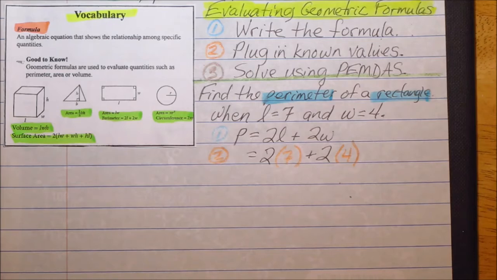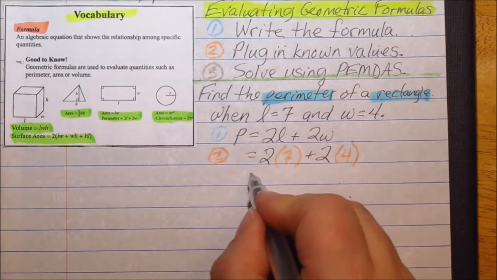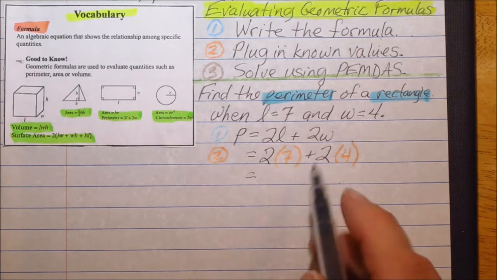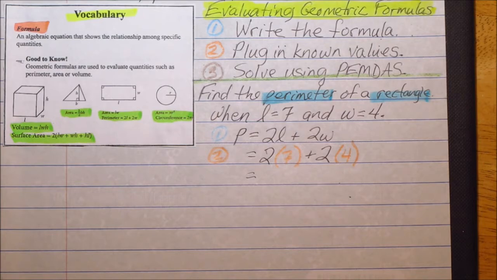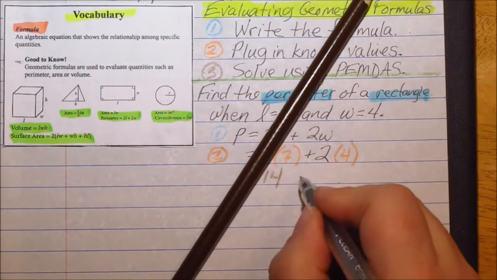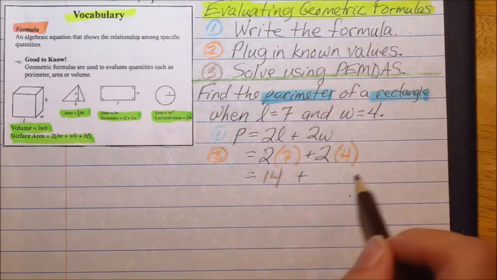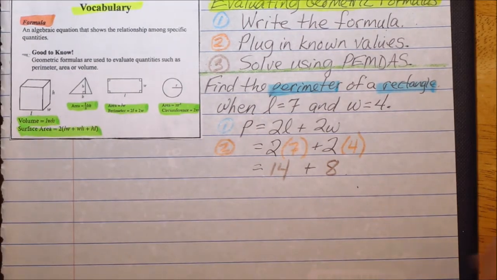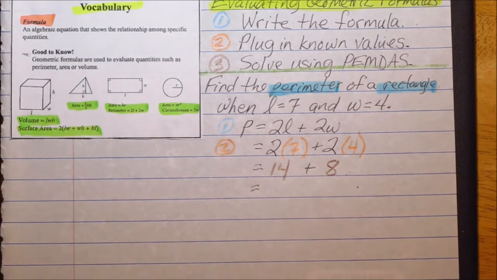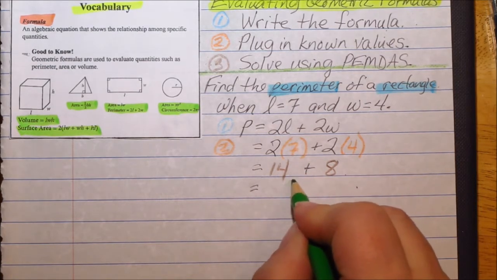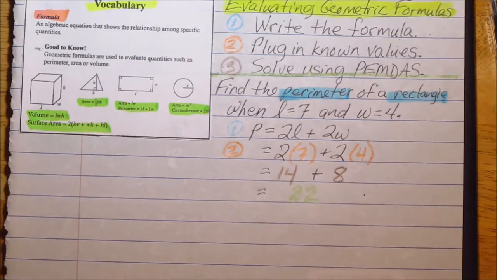Now step 3 is do the math, right? Okay, I have to do the multiplying before I can do the adding. So 2 times 7 is 14, plus 2 times 4 is 8, right? And I'm still solving because I don't have a final answer yet. And 14 plus 8 is what? 22.